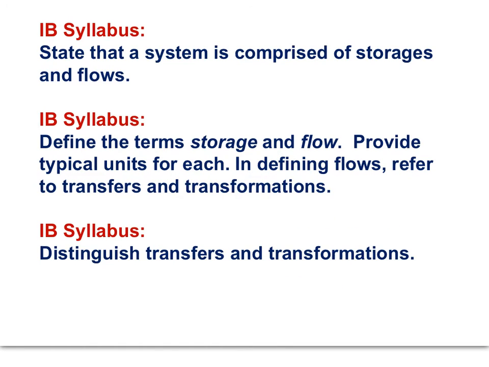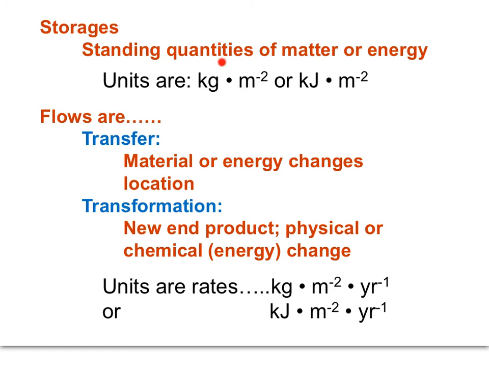Stay tuned. Storages are standing quantities of matter or energy, and the units are kilograms per meter square or kilojoules per meter square. Notice these are not rates. Flows are transfers or transformations. A transfer is a material or energy change of location only, whereas a transformation is a new end product, a physical or chemical change. Flows have rate units, kilograms per meter square per year or kilojoules per meter square per year.